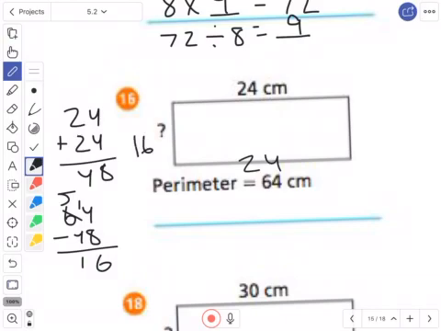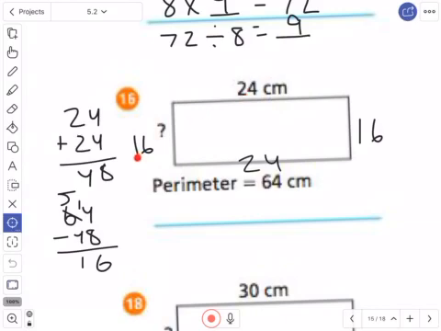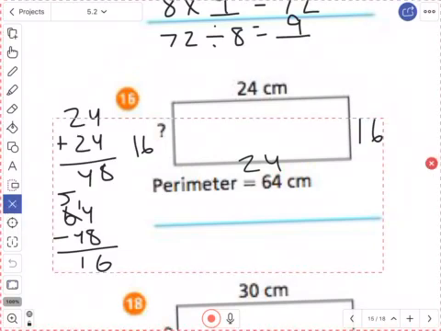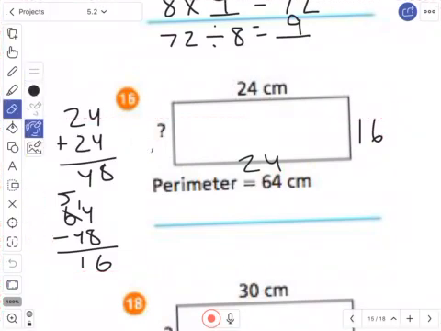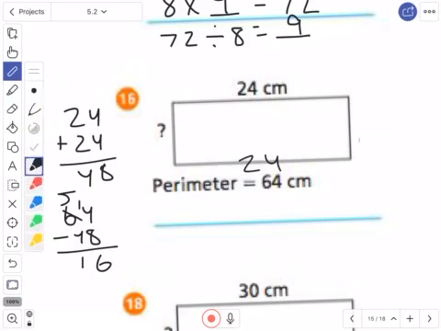Oh, 16 and 16. No, that's going to give me way too much. Because already I know that 24 plus 16 is 40. If this is 40 and that's 40, that's 80. It doesn't work. I have to split that 16. I can't put 16 on both sides. What's half of 16? Well, 6 plus 6 is 12. 7 plus 7 is 14. 8 plus 8 is 16. So my missing side is 8. So my answer right there is just 8.